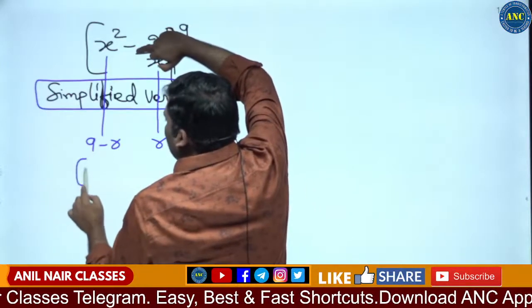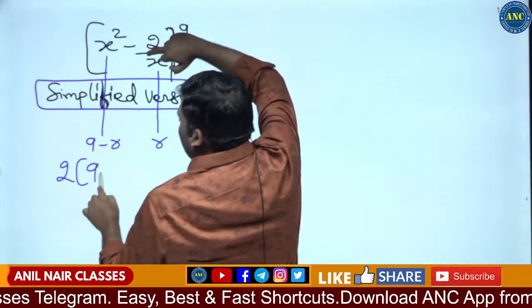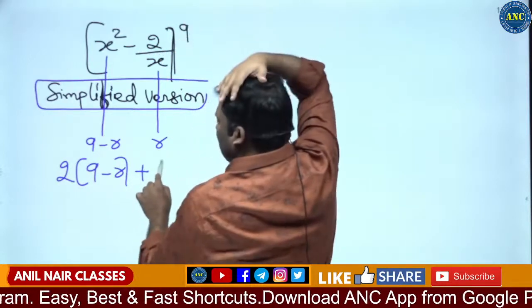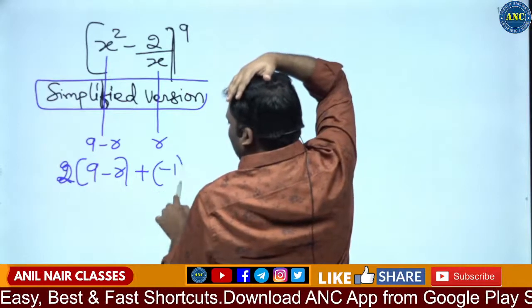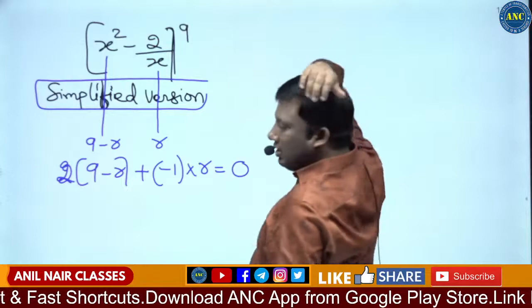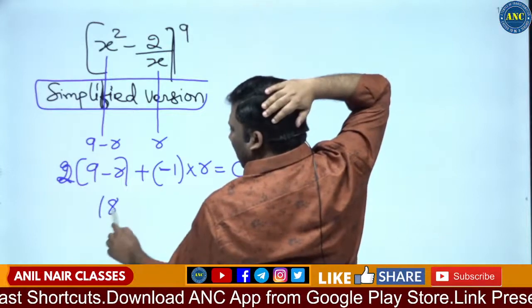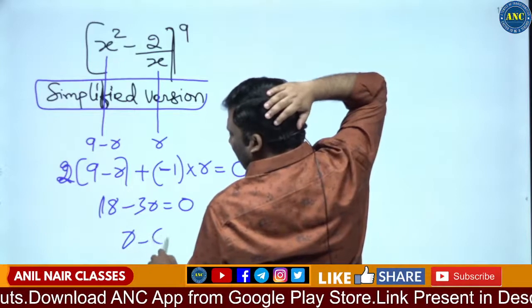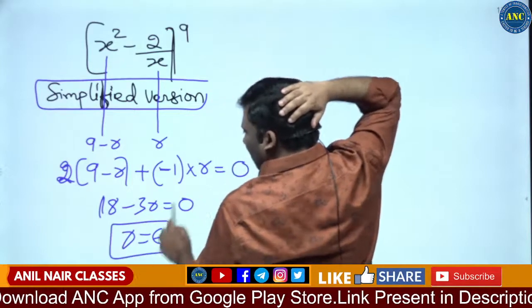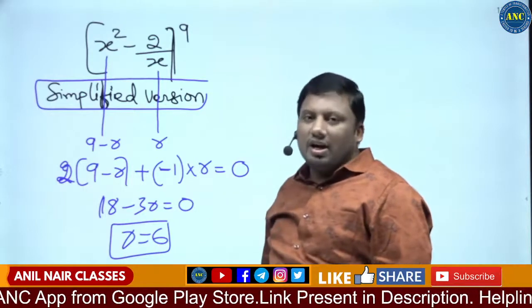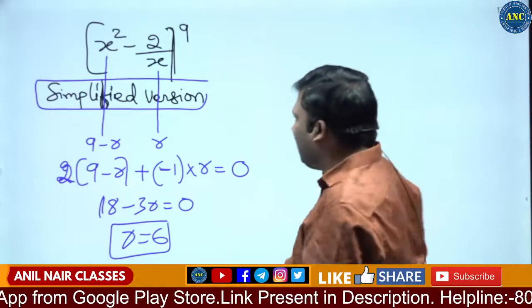2. 2 into multiply with 9 minus r plus, what is the power of x? Minus 1. Minus 1 into r. It should be a constant term, so it is 0. So 18 minus 3r is equivalent to 0. R value is 6. Directly we will get the r value. I hope the idea is clear.